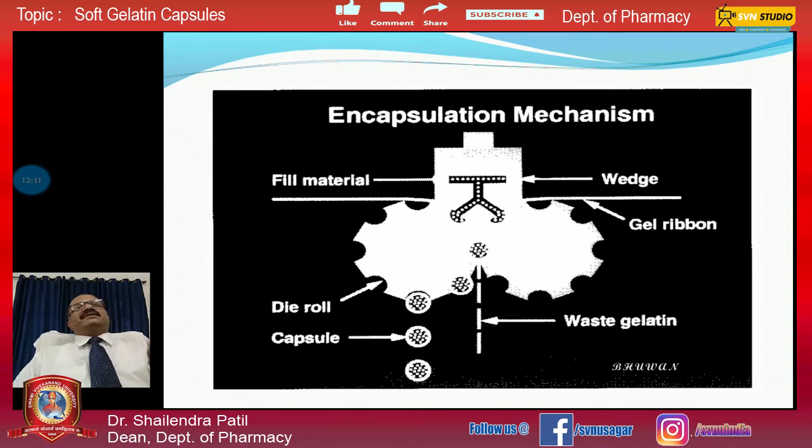You can see that two inlets are there, for the filling material and the wedges. The solution, that filling material, is being fed, and when the dies are rolled, it manufactures the soft gelatin capsule.